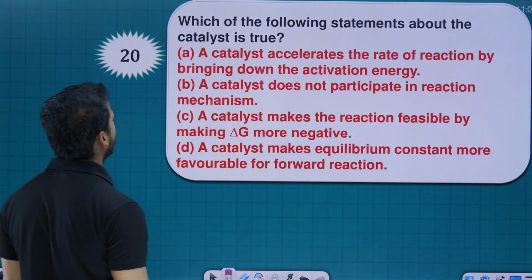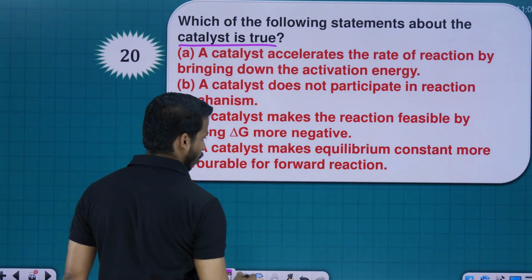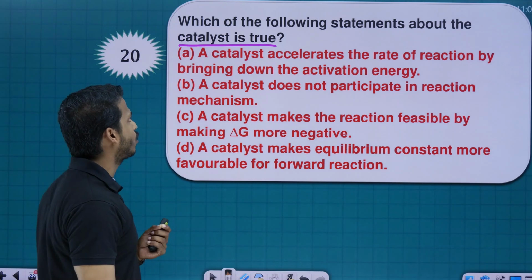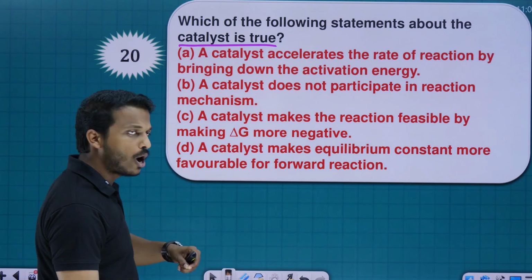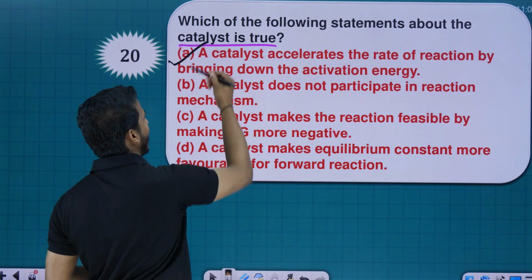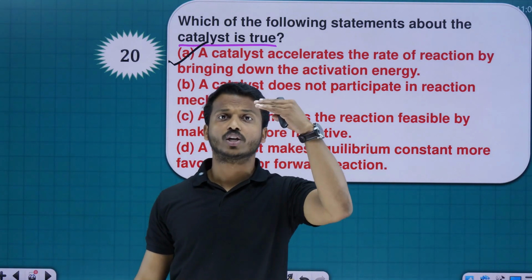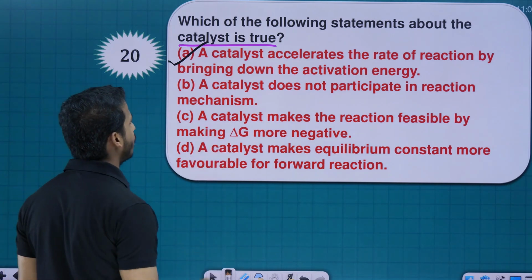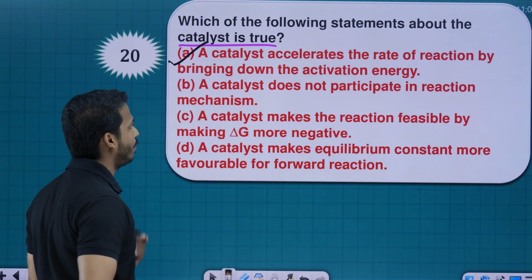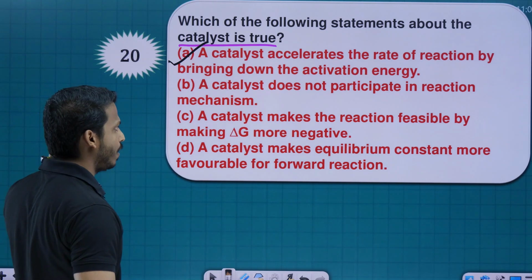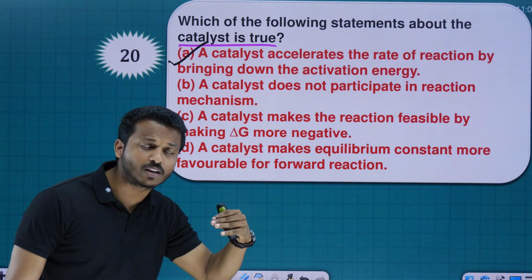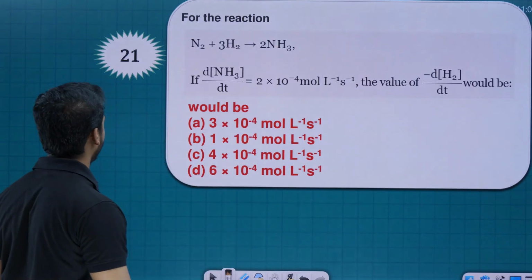Which of the following statements about a catalyst is true? Okay, let us see. A catalyst accelerates the rate of reaction by bringing down the activation energy. Yes, a catalyst is a chemical substance which reduces the activation energy and speeds up the reaction. A catalyst does not participate in the mechanism. A catalyst makes the reaction feasible. A catalyst makes the equilibrium constant more favorable. No. The catalyst's purpose is to reduce the activation energy and speed up the reaction.